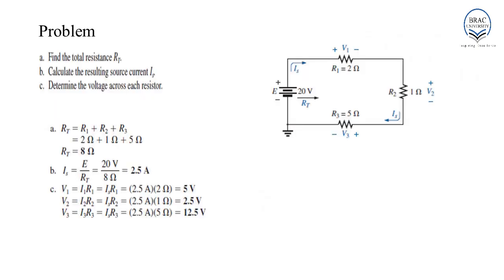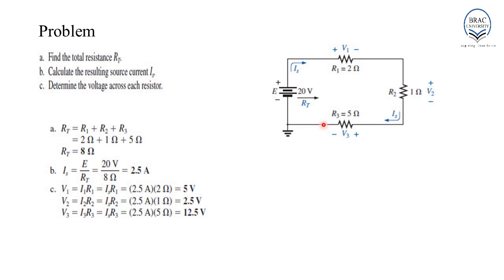Based on the given circuit, we have to determine the total resistance RT, the source current IS and the voltage across each resistor. As I have mentioned in the previous slide, in a series configuration, the same current will flow through all the elements connected in series. This current will enter the source through the negative terminal and will leave the source through the positive terminal. The current will enter the load through the positive terminal and will leave the load through the negative terminal. Based on these points, we have assigned the direction of the current and the polarity of the voltages across the resistors R1, R2 and R3.